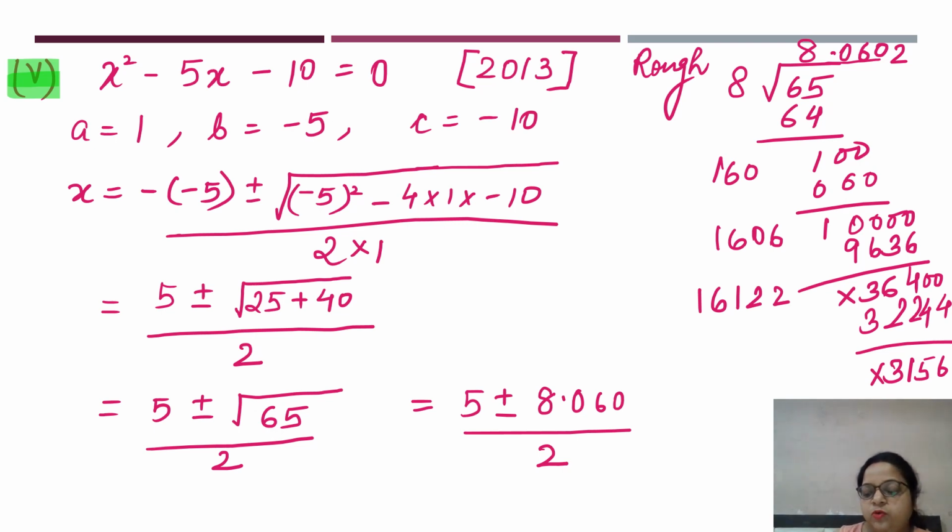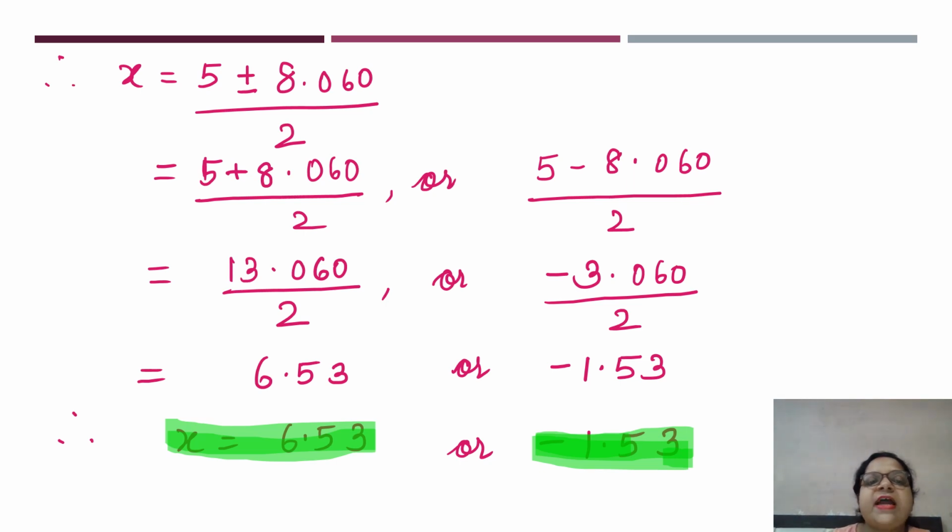Okay. So what we take is the value of x as x is equal to 5 plus minus 8.060 upon 2. Here we find, children, that x is equal to 5 plus 8.060 upon 2, or x is equal to 5 minus 8.060 upon 2, that is 13.060 upon 2, or minus 3.060 upon 2. Therefore, by solving this, we get the value of x as 6.53 or minus 1.53.